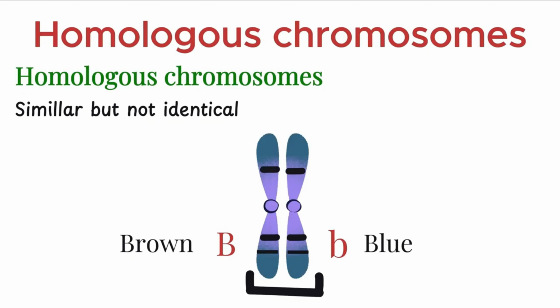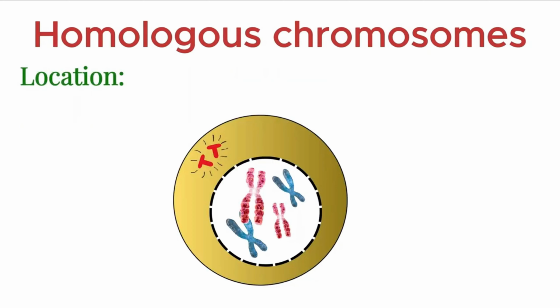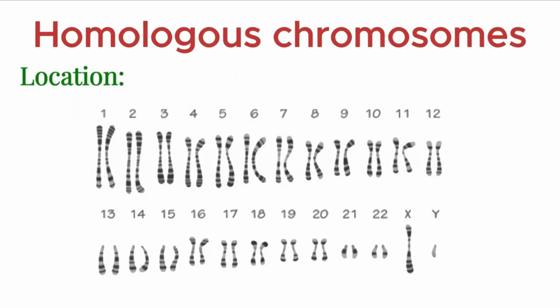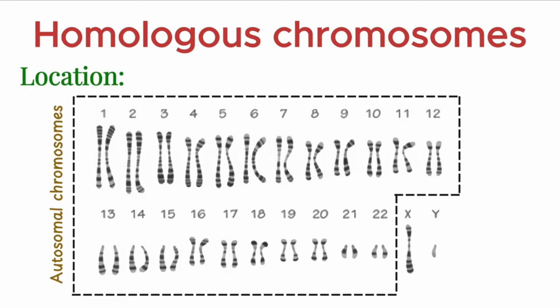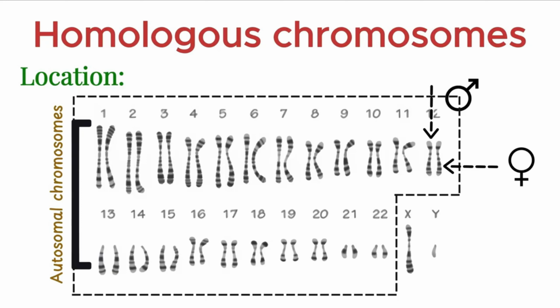Homologous chromosomes are found in every diploid cell. In humans, there are 23 pairs of chromosomes. That means 46 in total. Out of these, 22 pairs are called autosomal chromosomes. These are the chromosomes responsible for most of the body's structure and function, excluding sex determination. Each pair of autosomal chromosomes is homologous, meaning one comes from the mother and the other from the father. They carry the same genes in the same order, though the versions of those genes might differ.